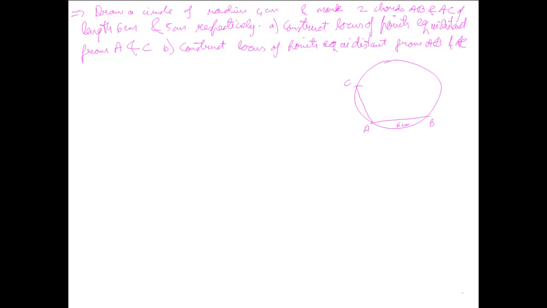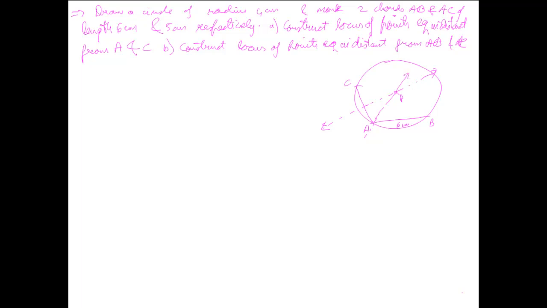Now, look at the points equidistant from A and C, children. It will be the perpendicular bisector of AC. So that's the perpendicular bisector. That's one locus. And then the locus of points equidistant from AB and AC is the angle bisector, children. The angle bisector is the second locus, and where they meet is the point P.